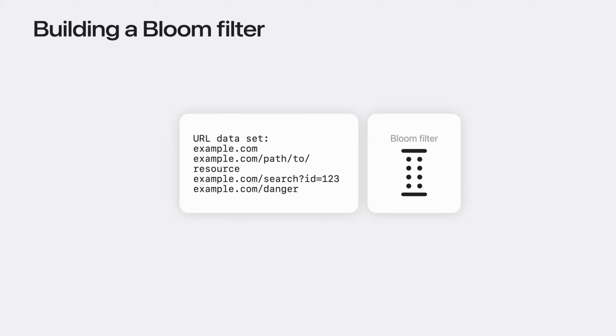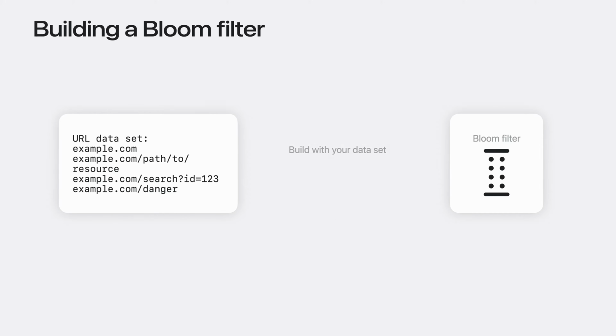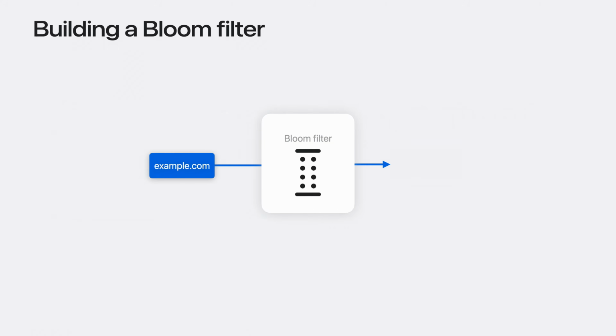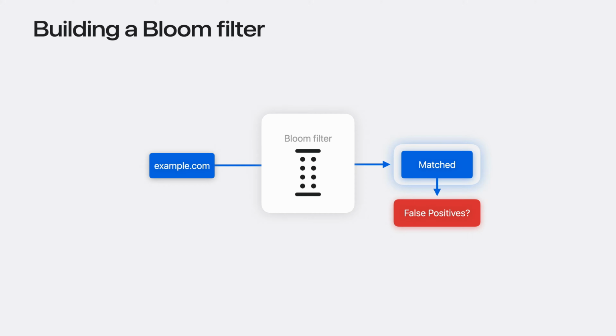For URL filtering, Network Extension will use the Bloom filter you build with your URL dataset, containing URLs you want to block. A Bloom filter is constructed from a predefined dataset by hashing each element in the set using multiple hash functions and setting the corresponding bits in a fixed-size bit array. Once built, you can use the Bloom filter to test whether an element is a member of the set. Bloom filters will never produce false negatives, but may produce false positives.